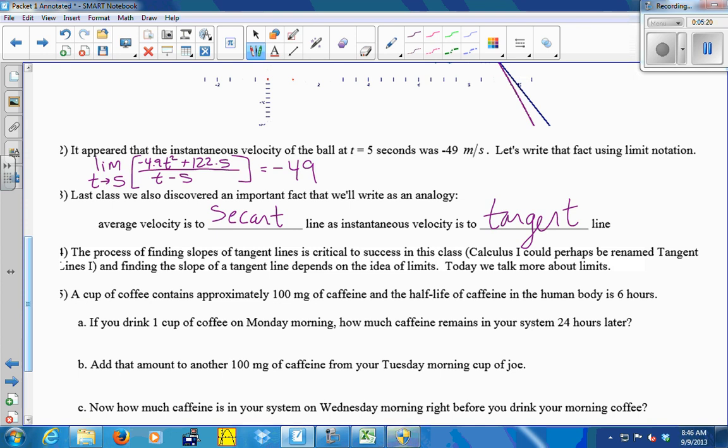So the process of finding slopes of tangent lines is critical to success in this class. We could probably rename Calculus 1 Tangent Lines 1. Okay, everything we're going to be doing has to do with tangent lines. And finding the slope of a tangent line depends on the idea of a limit. So today we talk more about limits.